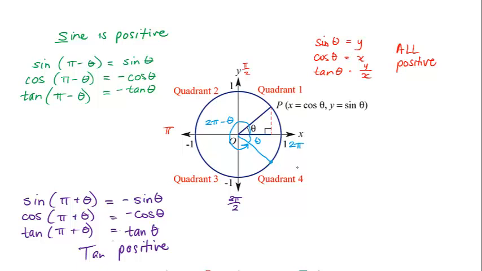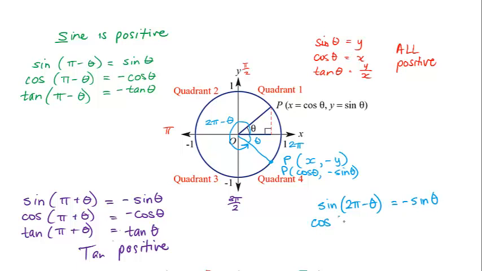If I look at this point P here, the x-coordinate is going to be positive in this quadrant, but the y-coordinate is going to be negative, so we have a positive value for cosine and a negative value for sine. That means that an angle of 2π minus theta, between 270 and 360 degrees, is going to give me a negative value for sine. So sin(2π − θ) is equal to the negative of sin θ.